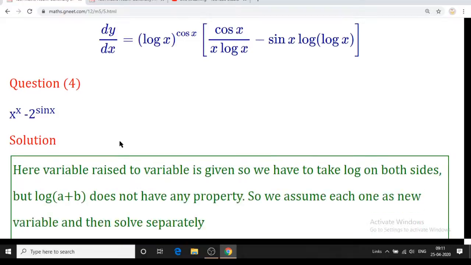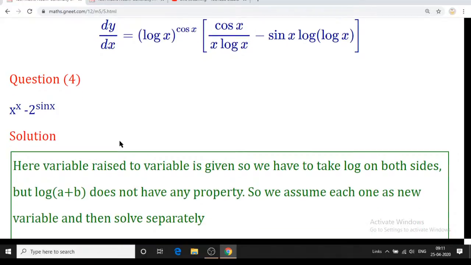Now we will start with the next sum, that is question number 4. In question number 4, it is given x raised to x minus 2 raised to sin x. The problem is that here it is again a variable raised to a variable for the first part, x raised to x, while for 2 raised to sin x, we have the formula for a raised to x. We can use the formula of a raised to x here, where a is a real number. Here it is 2, and what is the x? X indicates that it is a variable, so it can be any function. Not every time only x, it can be any function of x.